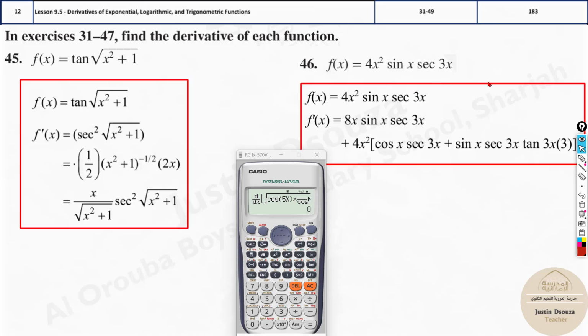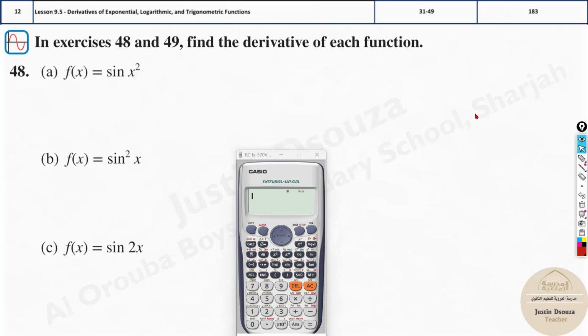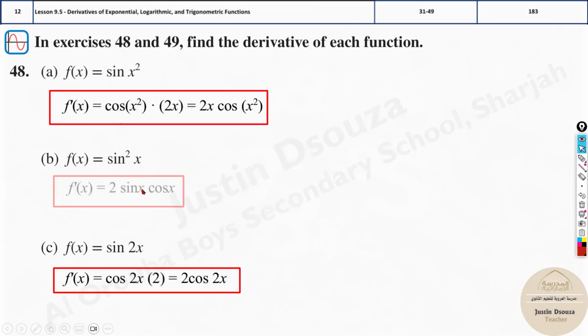Please do try them by yourselves. These are all straightforward problems. Just take time. Be careful when you're substituting in the calculator. Double check the values and then solve it. Similarly, please do solve all the problems and check with the answers. And over here, again, the same thing, derivative of these, just by rules.